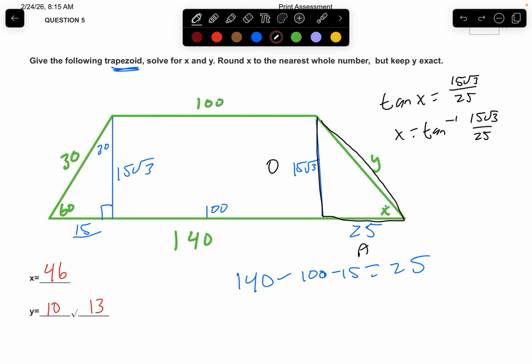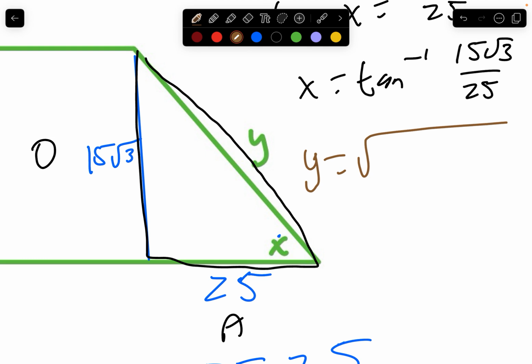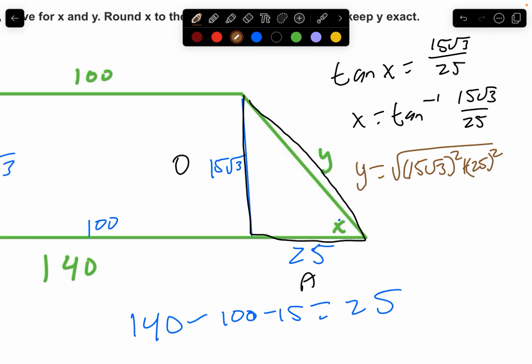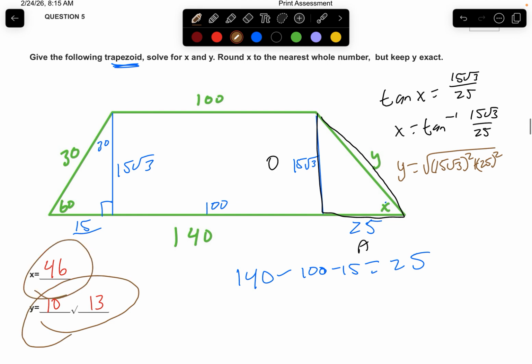And then finally, y is going to be a Pythagorean theorem. So to solve for y is going to equal the square root of, make sure you know how to put this into your calculator. There's definitely a lot of people that would mess this up. So that would be square root of parentheses 15 root 3, close parentheses, square it, plus 25 squared. I got 10 root 13 when I did that work. Perfect. I'm feeling real good about that. Hopefully you are too.